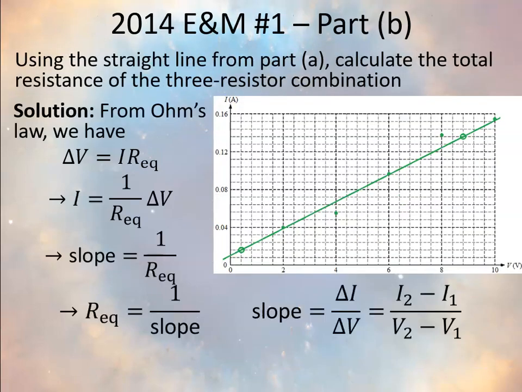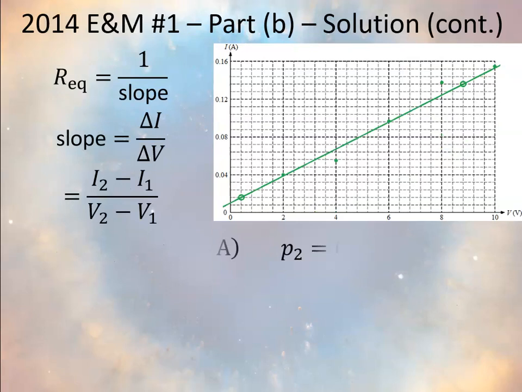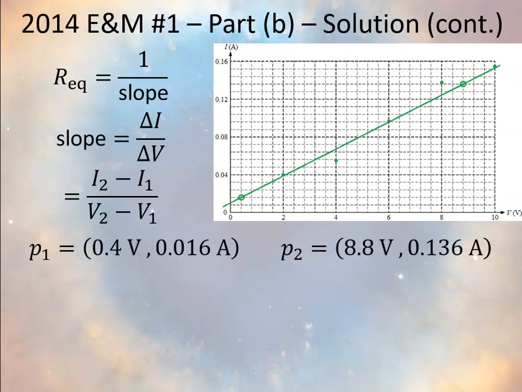Now going on to part B, they gave 1 point for calculating a slope using points on the line drawn in part A as opposed to data points.